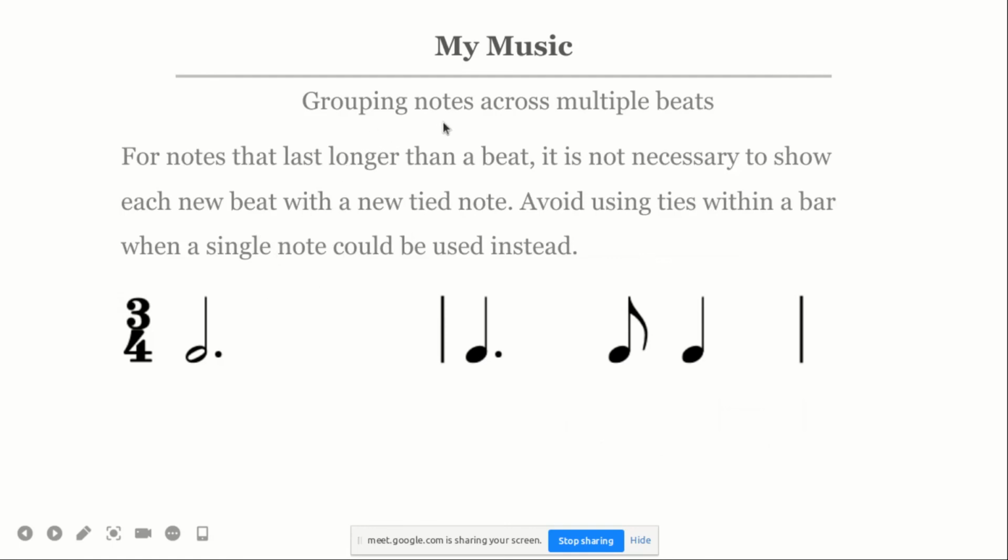Grouping notes across multiple beats is what we are looking at. For notes that are longer than a beat, like a dotted minim or a dotted crotchet, it is not necessary to show each new beat with a new tied note. Avoid using ties within a bar when a single note could be used instead.